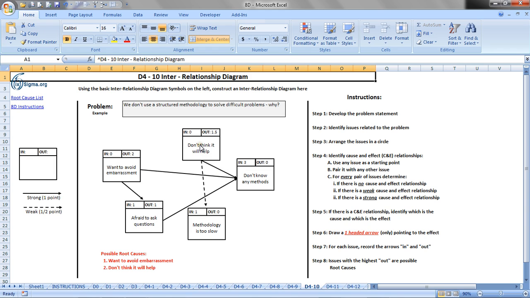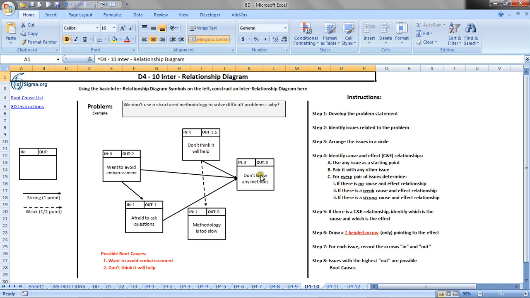I'm going to take the next pair, which is this one and this one. I don't think it will help, and the methodology is too slow. And if there is no cause and effect relationship, then there will be no arrow. If I'm not sure if there's a cause-effect relationship, or I don't believe it's strong, then I can use sort of a dashed line, and we'll give that maybe a half point. Then I'm going to look at the next pair, which is this one and this one, and apparently there's no cause and effect relationship, and none between this. Okay? So I've exhausted all pairs for this issue.